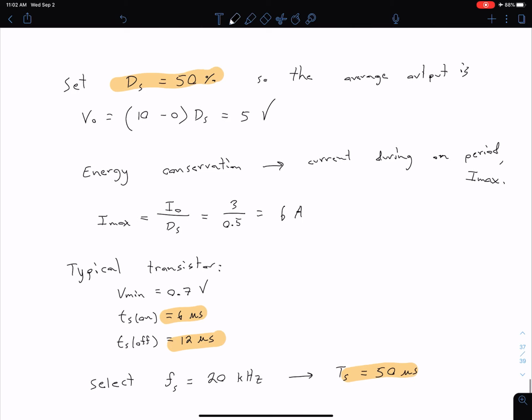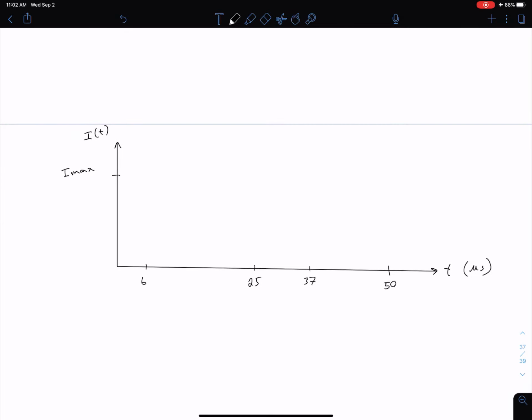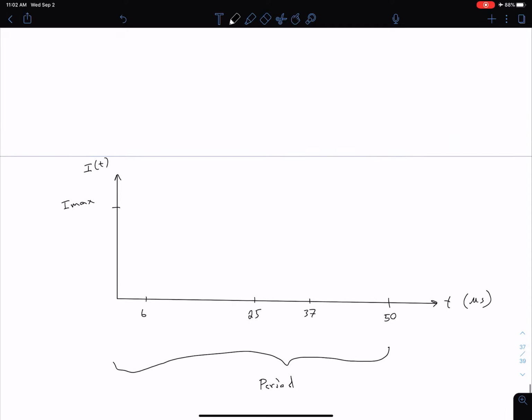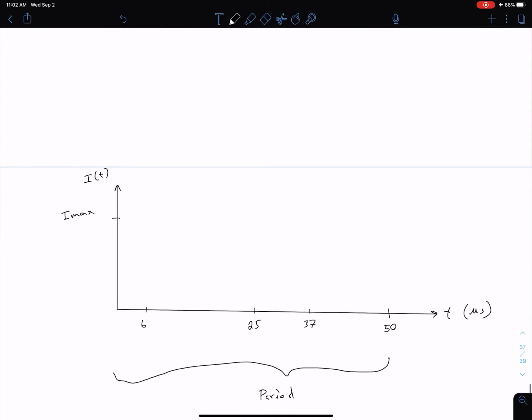Okay, so we know that our overall period is 50 microseconds. So if we start here at 0, we should begin to be repeating once we get to 50 microseconds. So this is our overall period. Now we know that our on switching time is 6 microseconds, and again, this information would come from a data sheet, for instance. So from 0 to 6 microseconds, that's the time it takes for us to go from 0 current up to our I max, which we said was 6 amps. We can just draw a little dashed line to indicate that we've gotten up to our I max.